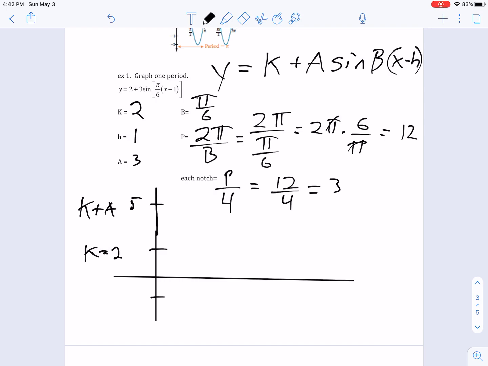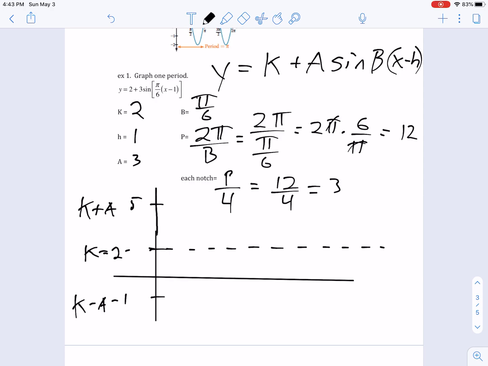K minus a is at the bottom, and that is going to be negative 1, because that is 2 minus 3. So I go up to 5 and down to negative 1. Okay, I always dash my midline too. Oh, I didn't do it. Okay, anyway, a dashed midline because I'm going to go back and forth on there.